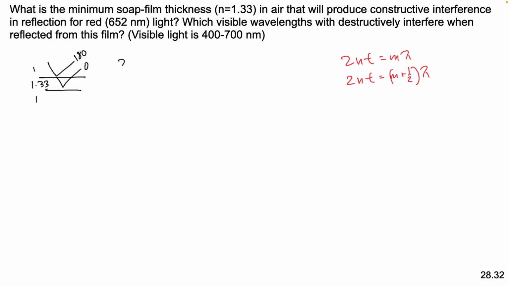if we write down 2nt equals m lambda, what are we telling the physics of the problem to do? Don't go straight. I know you want to go straight for constructive or destructive. 2nt equals m lambda means keep this the same. This relationship, as we've drawn it, stays the same. So if it stays the same, then what kind of interference will we have? Destructive interference.